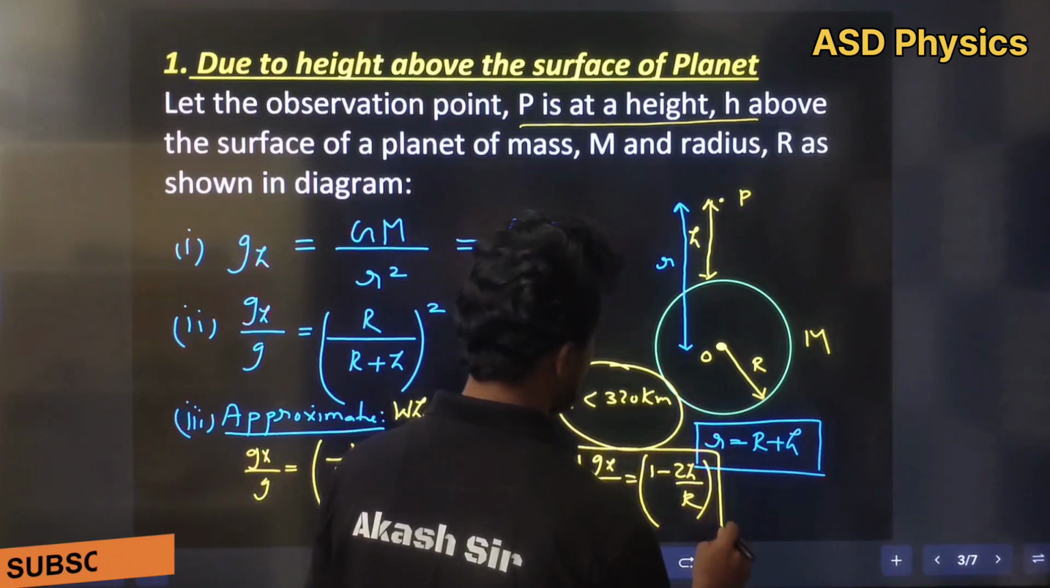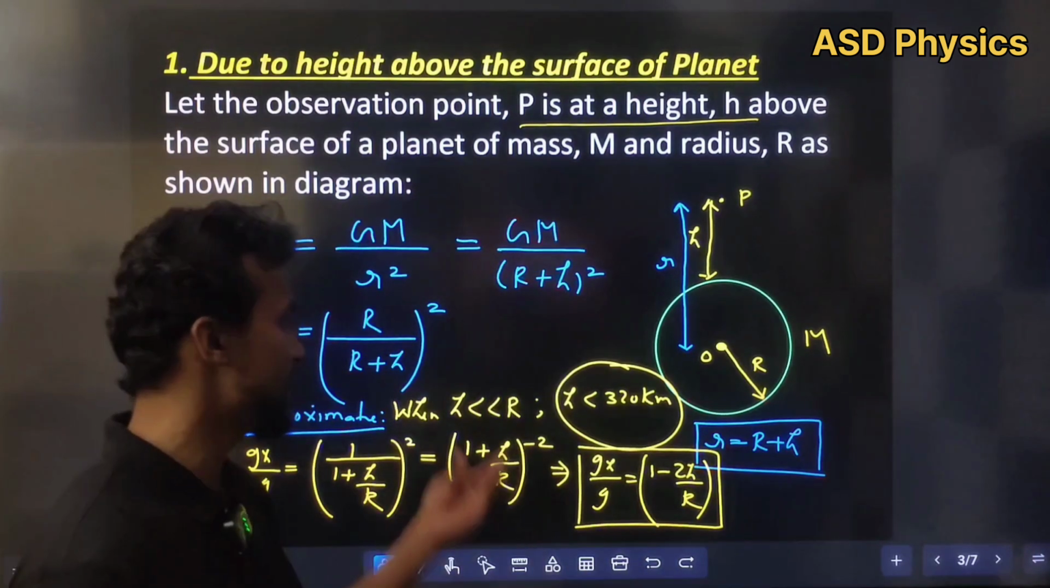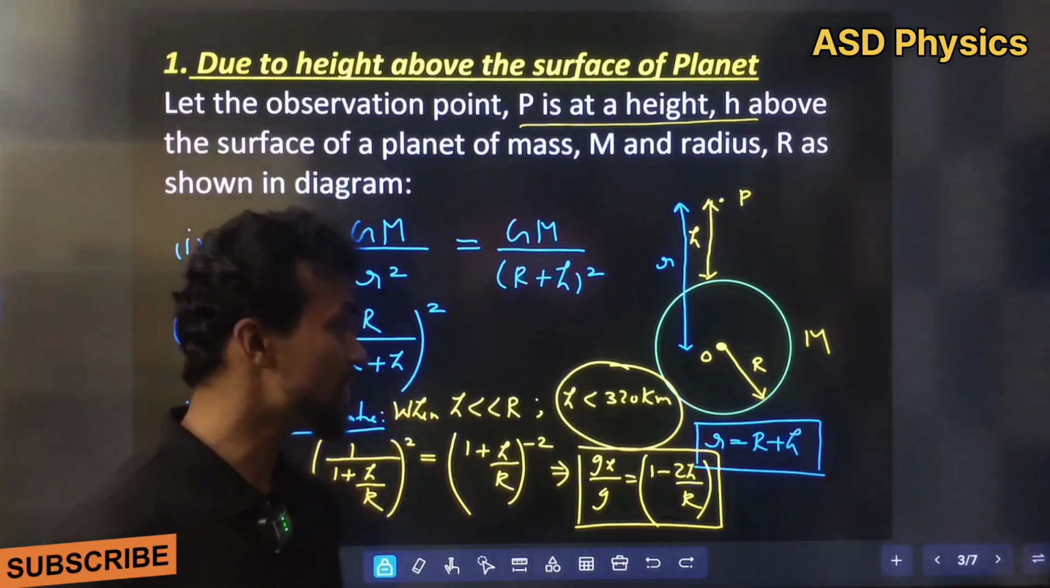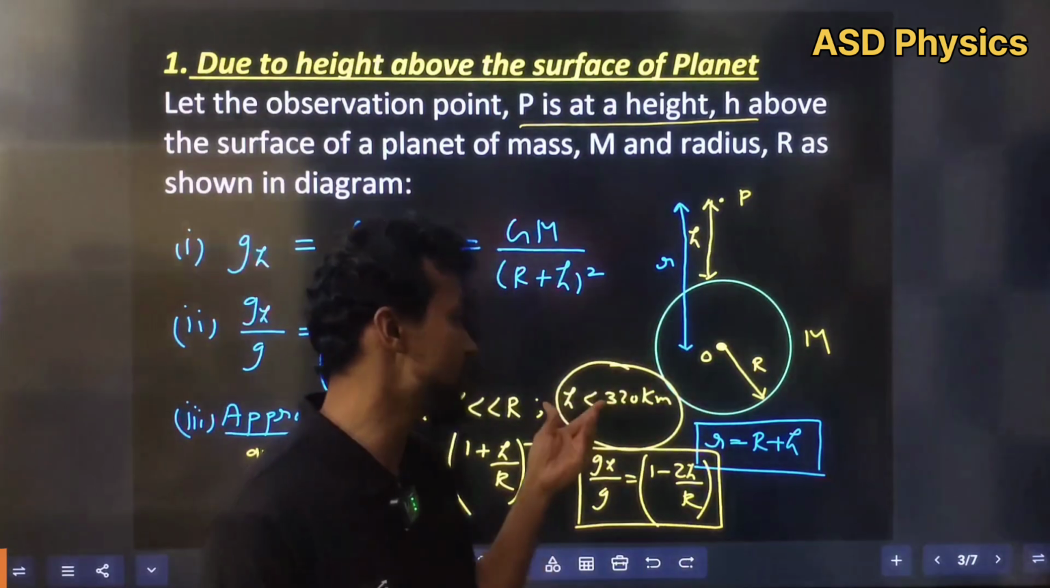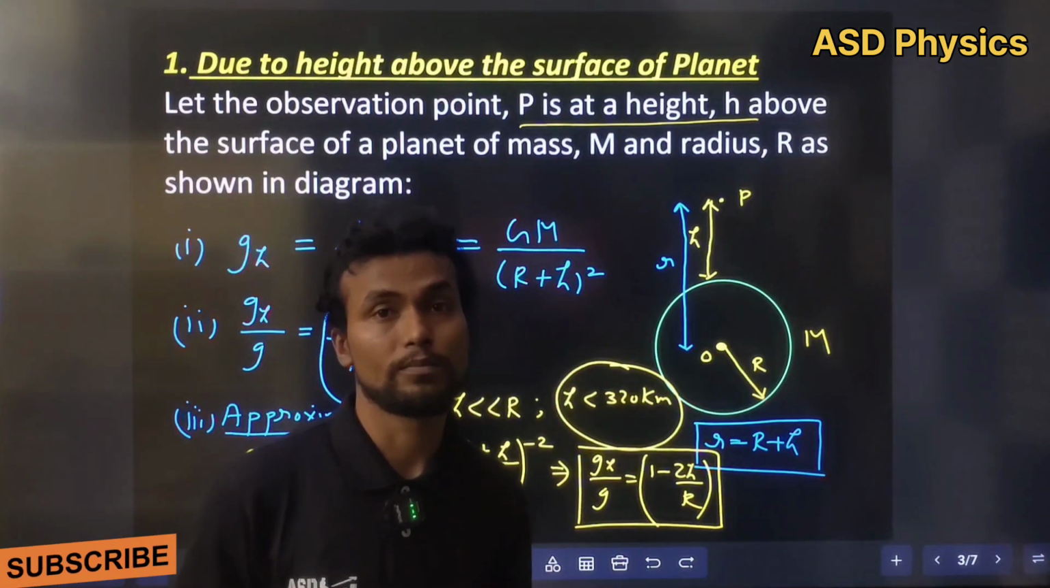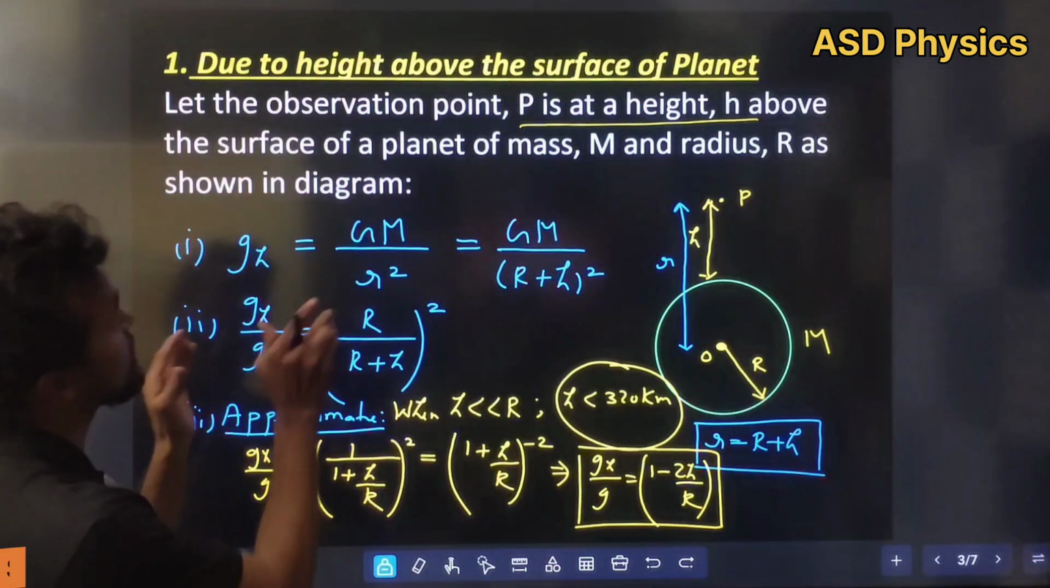Now, so this is the which formula? Approximate formula when h is less than r. And for the earth, if we talk especially for the earth, that means h should be how much? Less than 320 kilometer. Okay, so this is all about the height.